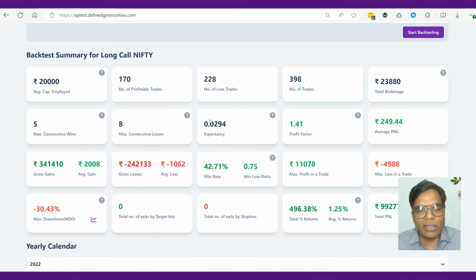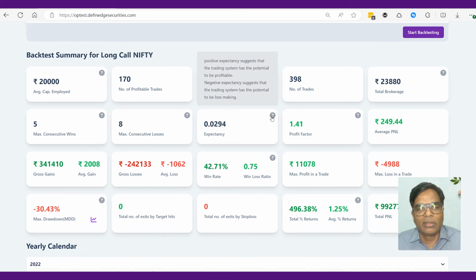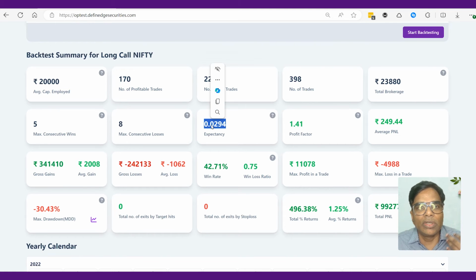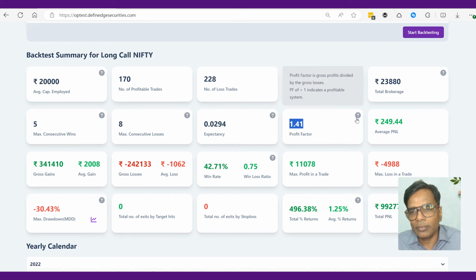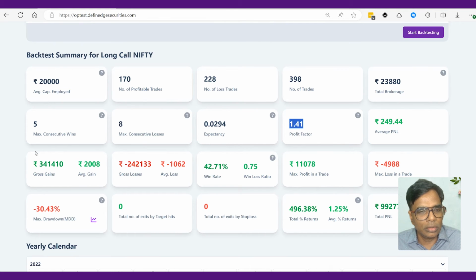And the expectancy is positive. When expectancy is positive, it means there is a potential, which suggests that the trading system has the potential to be profitable. But if it is negative despite very good results, then in the long run this may not be a good strategy. So it's good that we got positive expectancy. And this is the profit factor. It's nothing but gross profits divided by gross losses. That will give you the profit factor.